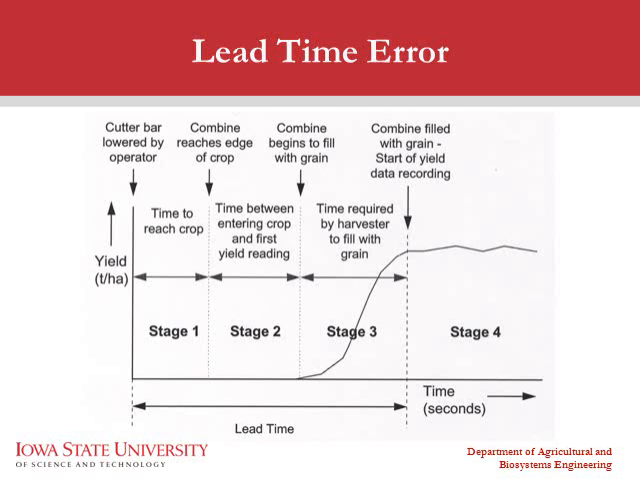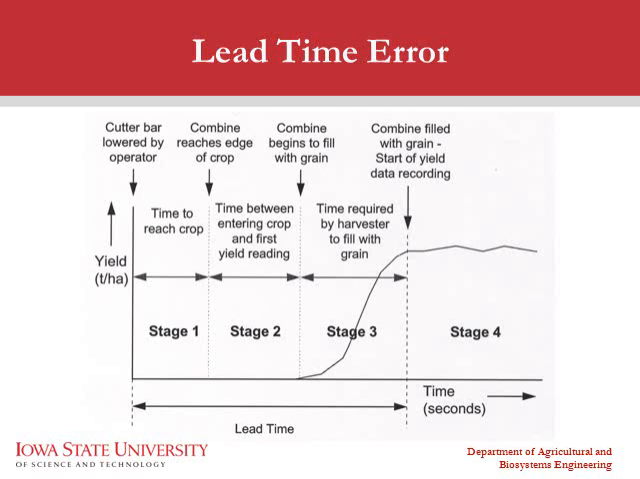Now these will be very low yield readings because the combine's not yet full of grain or not yet in a steady state flow condition. Stage 3 is kind of the ramp up of the combine to begin to get full flow rate of grain back into the clean grain elevator and up to the mass flow sensor. Stage 4 is then when we finally hit that steady state condition.